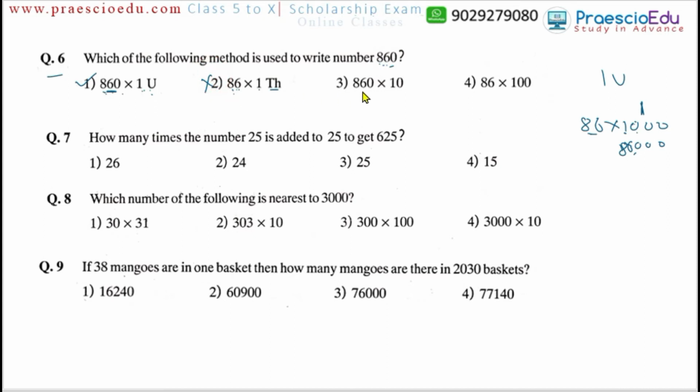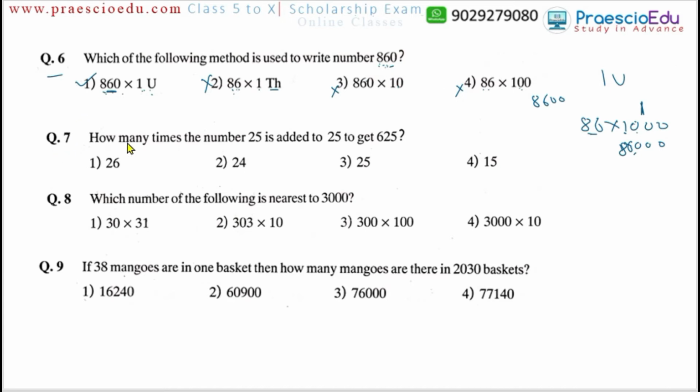And then 860 multiplied again by 10 means the result will go higher, so this option is incorrect. And here 86 multiplied by 100 gives 86 and then two zeros, but we required 860, so this option is also incorrect.